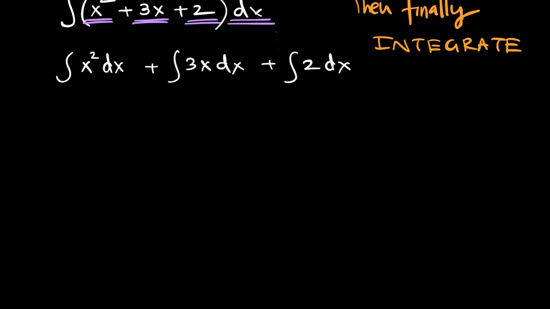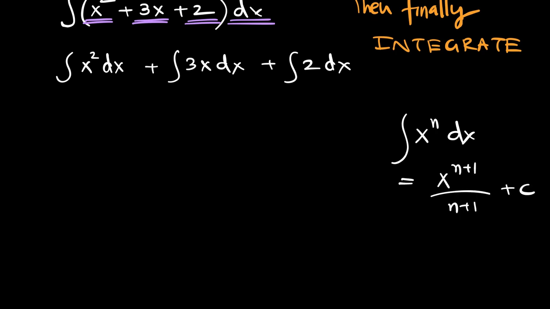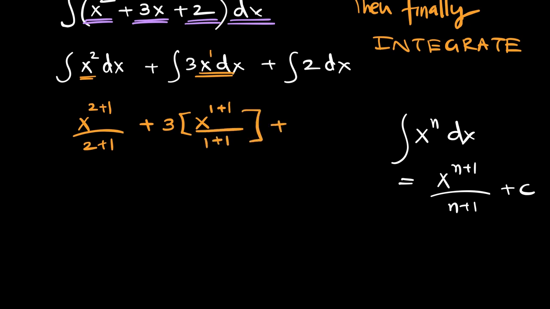When we integrate each term, the rule is the same. X raised to the power of n dx, that is x, increase the power by 1, divide by the new power, plus a constant of integration. So this term over here, the x squared, will become x to the 2 plus 1 divided by 2 plus 1. The 3x dx, basically it's 3 multiplying with x, which already has a power of 1. So this is x to the 1 plus 1 divided by 1 plus 1. And this 2 becomes 2x plus an overall constant of integration c.